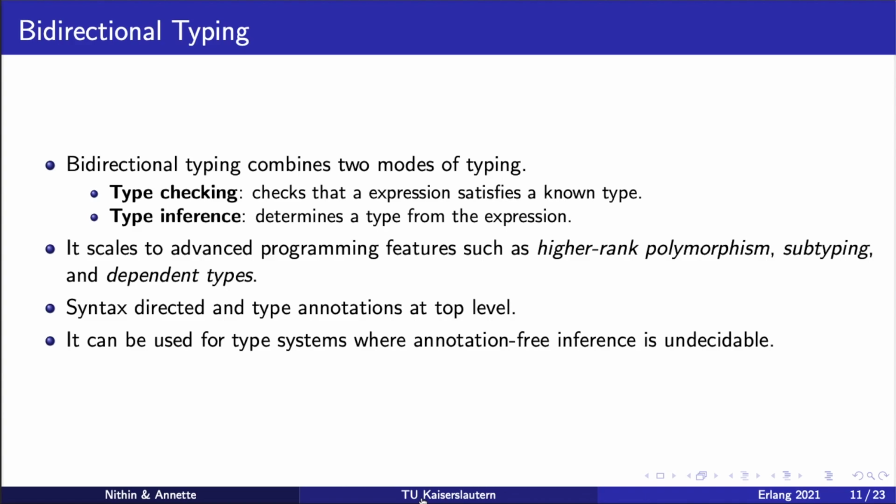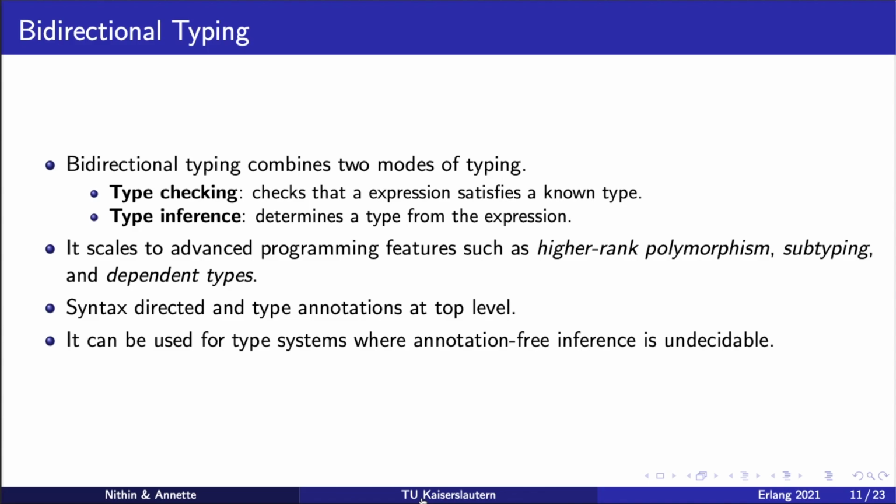So that's why we are introducing bidirectional typing, which makes use of type annotations to help the type inference. Bidirectional typing combines both modes of typing, type checking as well as type inference. In type checking, we take an expression as well as the type as input, and we verify the given expression has the given type. In type inference, we take an expression as input, we infer the type of the expression, and return that inferred type as output. In bidirectional typing, we are combining the advantages of both type checking and type inference.